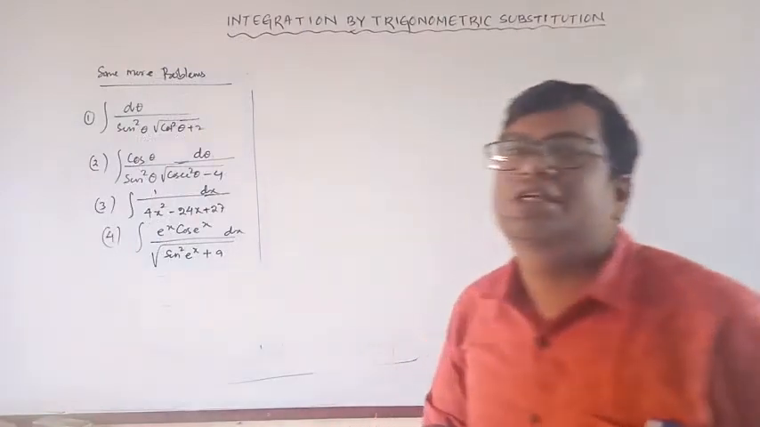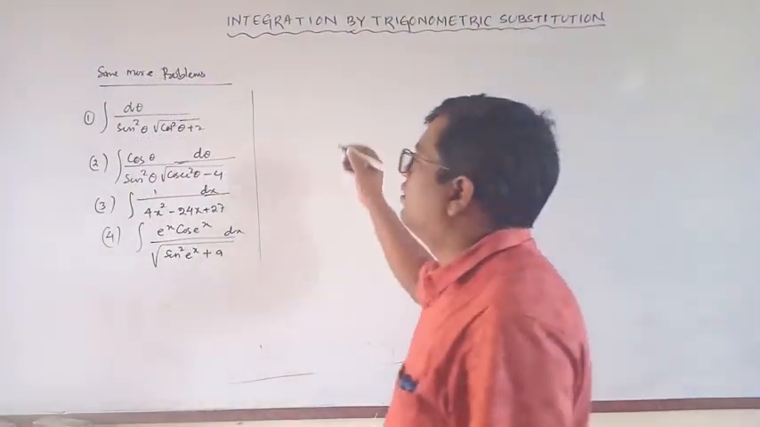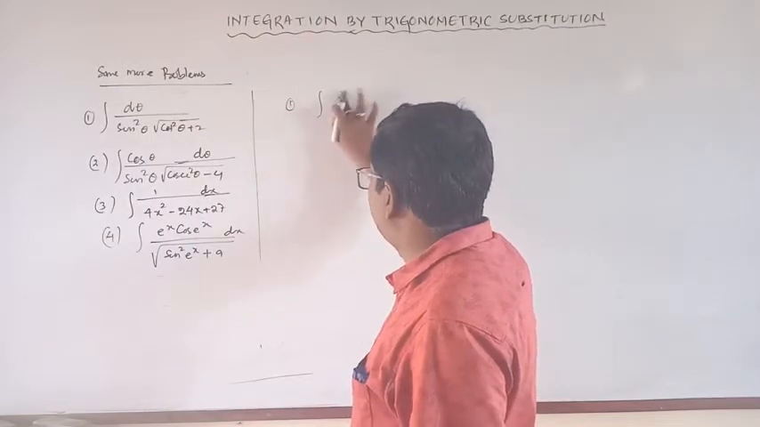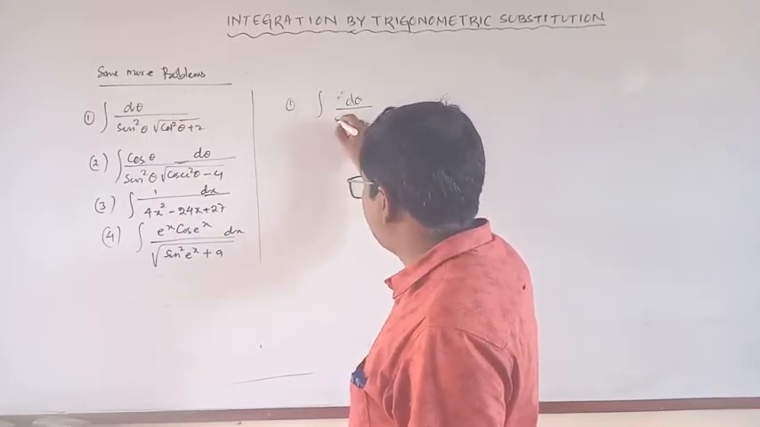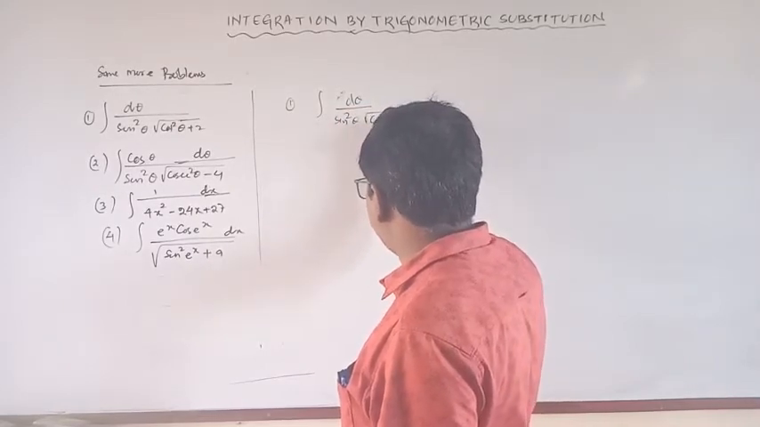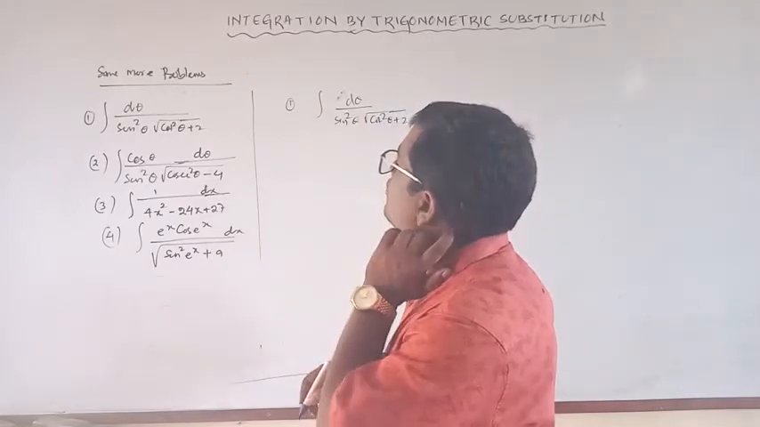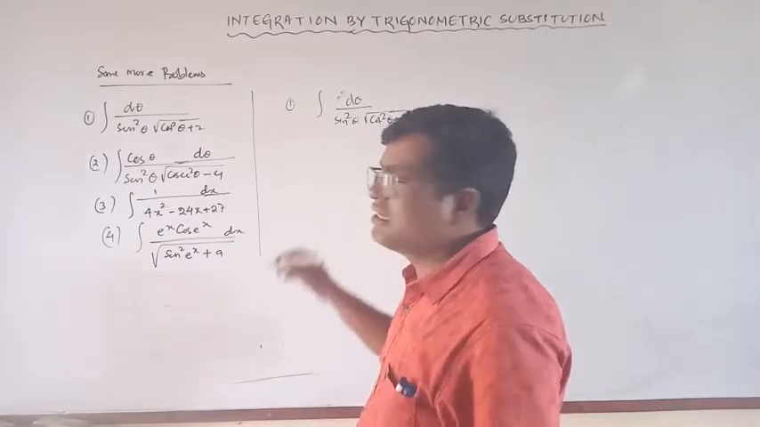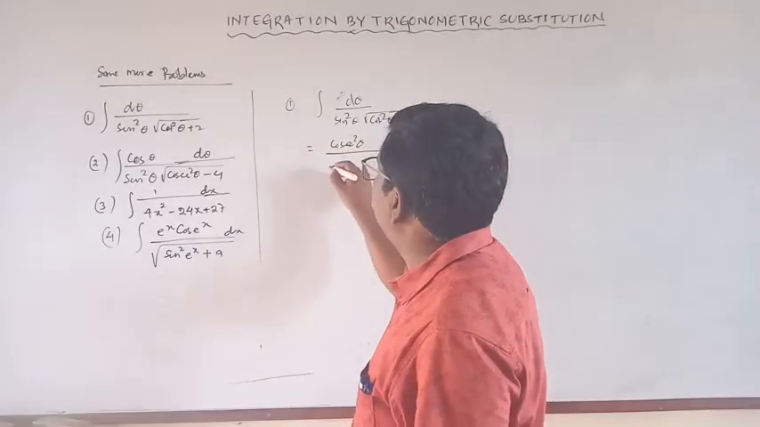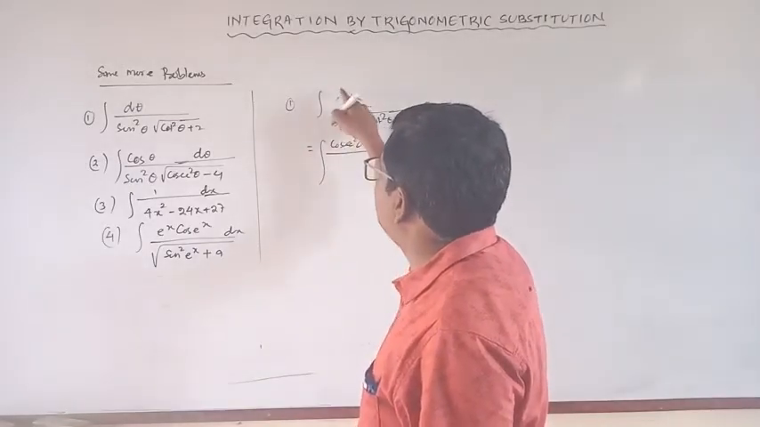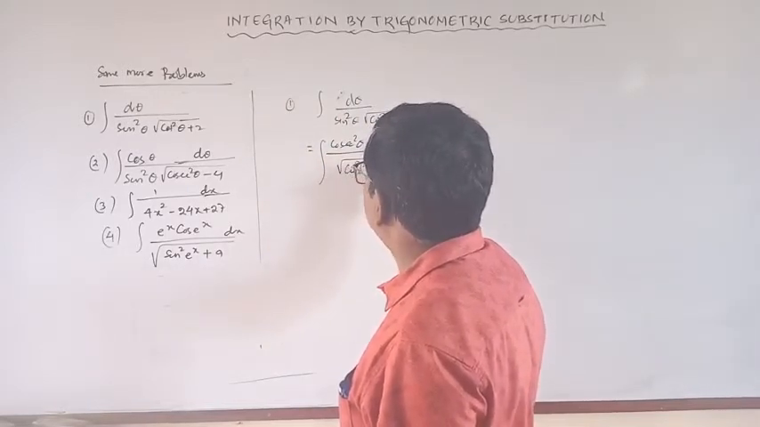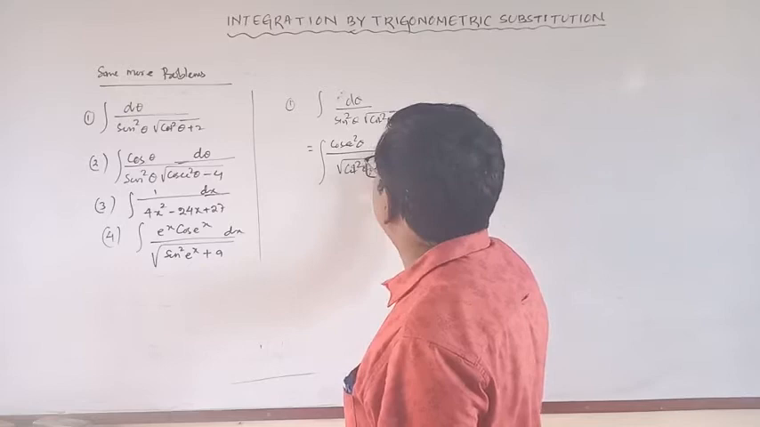Now some more questions. The first question is the integral of d theta divided by sin square theta root over cos square theta plus 2. So what is 1 by sin square theta? 1 by sin square theta means cosec square theta. So this is the integral of cosec square theta d theta divided by root over cot square theta plus 2.